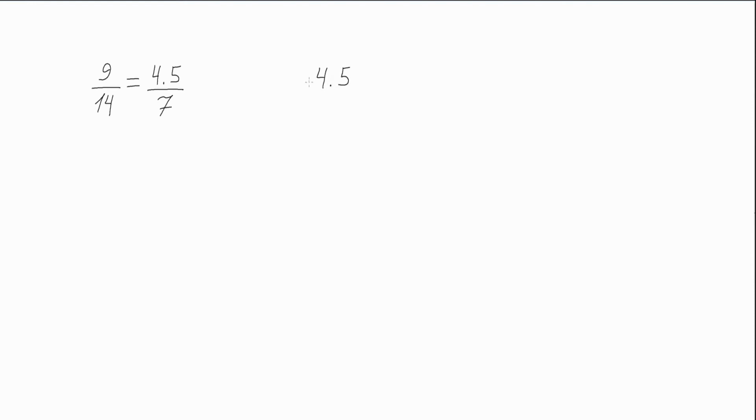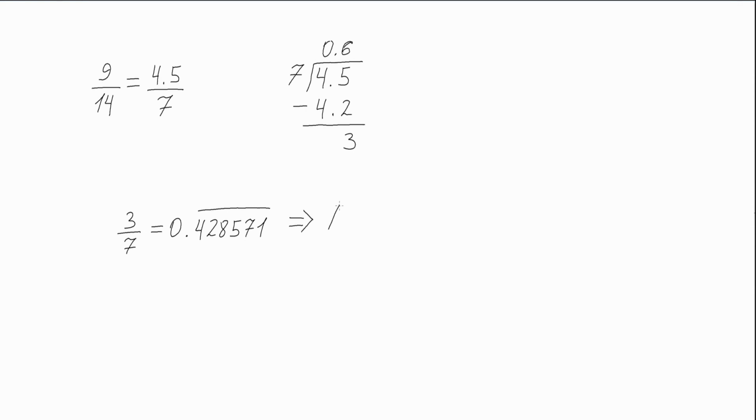Let's do some quick division. We subtract 4.2 from 4.5, and we have 0.3 remaining. The answer so far will be 0.6. We know that 3 over 7 will be 0.428571 repeating. So what we need to do now is add the 3 over 7 decimal to 0.6, and this will be 0.642857 with the 428571 portion repeating.